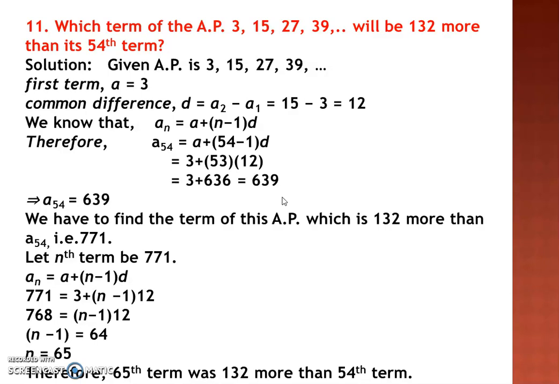Which term of that AP? So let that term be the nth term. So an is equal to 771 and a plus n minus 1 d. Here you will substitute the values of a and d, that you already know. A is 3 and d is 12. And you will solve for n, which is coming as 65.